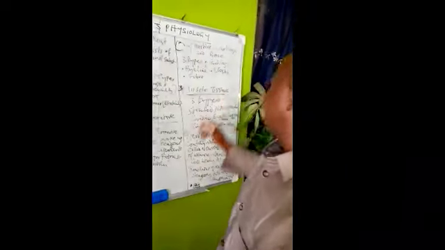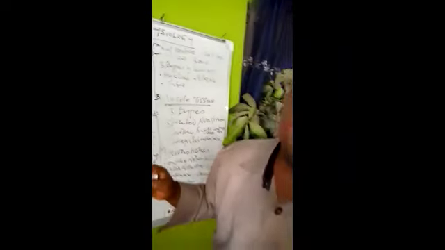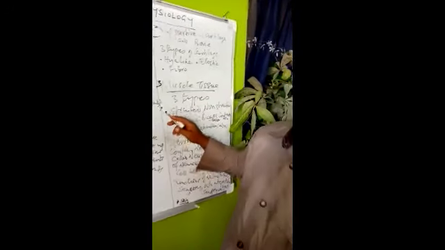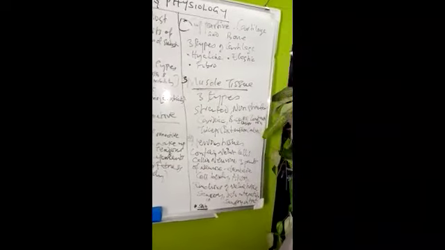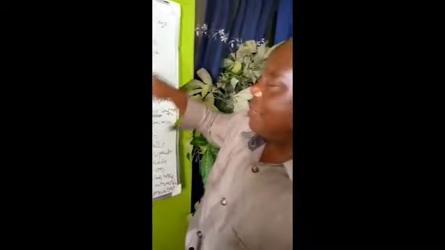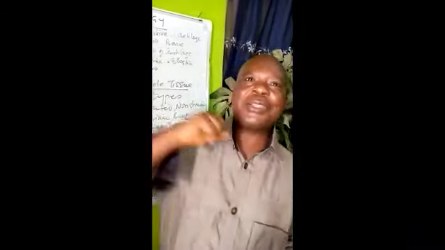Muscular tissue, otherwise muscle tissue. There are three types of muscles in the body. Striated, sometimes we call it voluntary. Non-striated, sometimes we call it involuntary. And cardiac muscle. Most of the muscles that lead to contraction and relaxation in the body are striated or voluntary muscles. Why do you call them voluntary? Because you can contract or relax them.